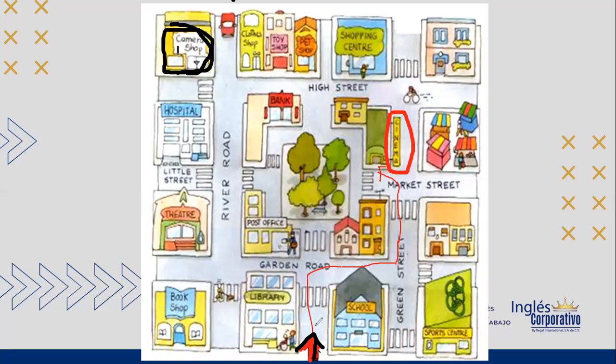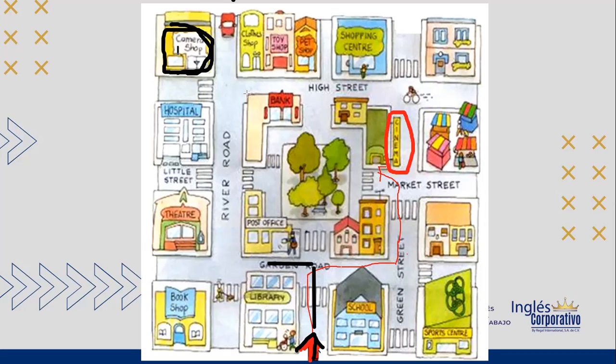Ajá. On the corner. Go to the corner, right? Go to the corner. Okay, and then. Ajá, and then, miss. Vamos a ir con esto. Ajá. Ahora sí, miss. Cross street. Turn left. Okay.